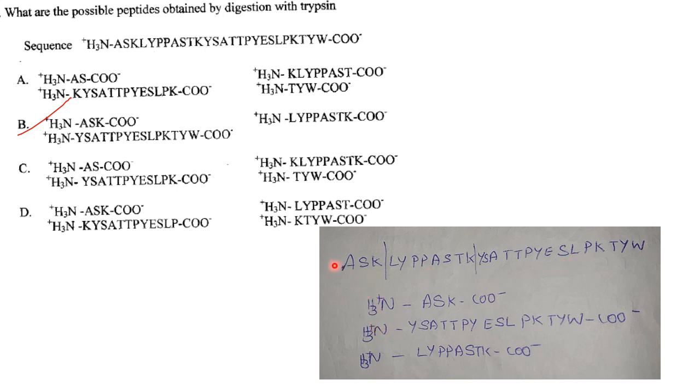So this is the amino end and this is the carboxy terminal end. So NH3 plus ASK CO minus, NH3 plus YSATTPY ESL PK TYW CO minus, and NH3 plus LYPP ASTK CO minus. So these are the fragments that you will get upon digestion with trypsin. So answer is option B.